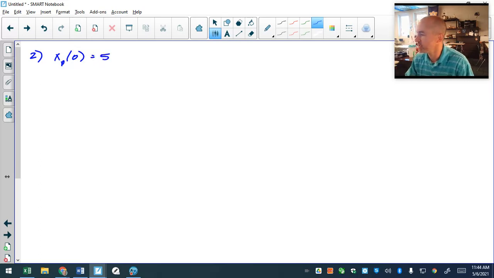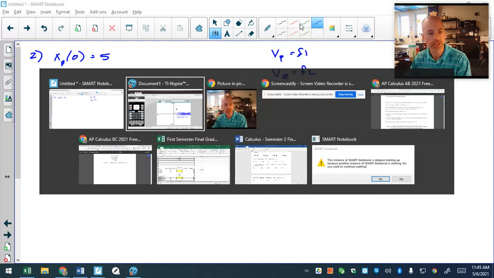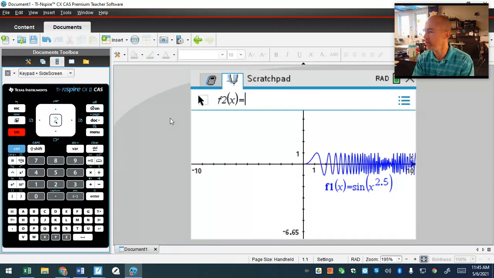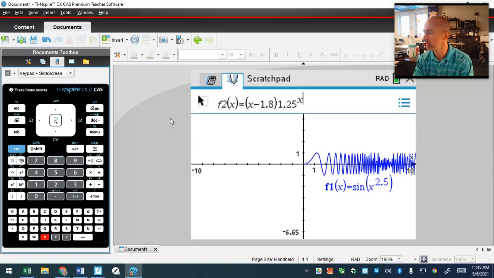So we know the initial position of P. Oh, it's right here in the next sentence. The second particle, Q, also moves along the x-axis, and the velocity of Q is given by that. So I'm going to make a few notes to myself. I stored the velocity of P for F1 of x. I'm about to store the velocity of Q for F2. And so velocity of Q is that function. So let's go over here. Velocity Q is what? X minus 1.8 times 1.25 to the x power.